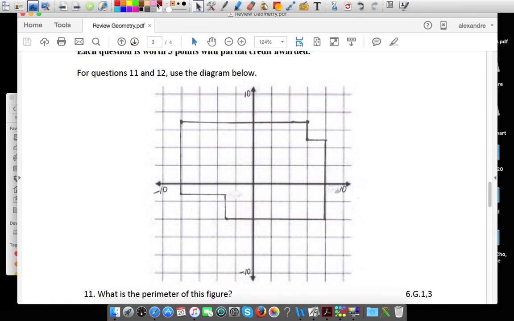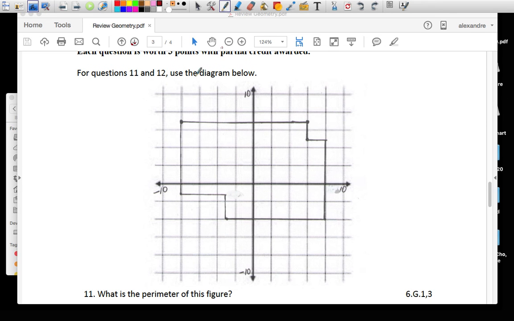Oh, okay. Let's do this one. So you want to find the area and the perimeter of this particular thing. And if you notice the scale, this is 0 and this is 10. It means that this is 2, that's 4, that's 6, that's 8, and that's 10. So every box here is 2 units.